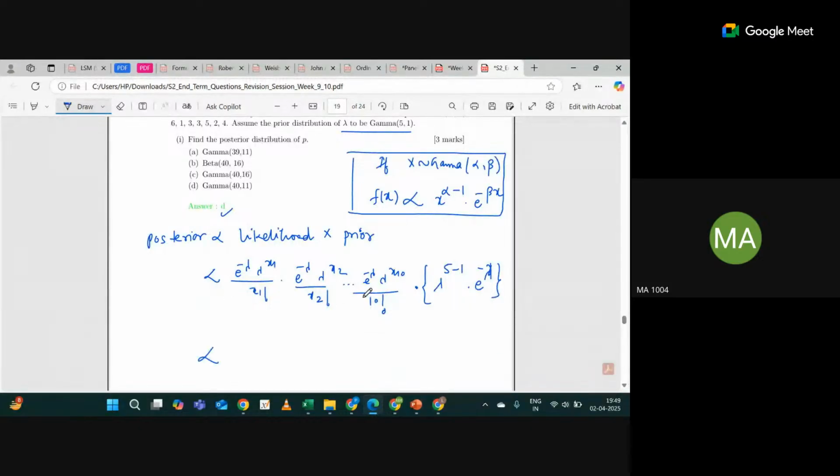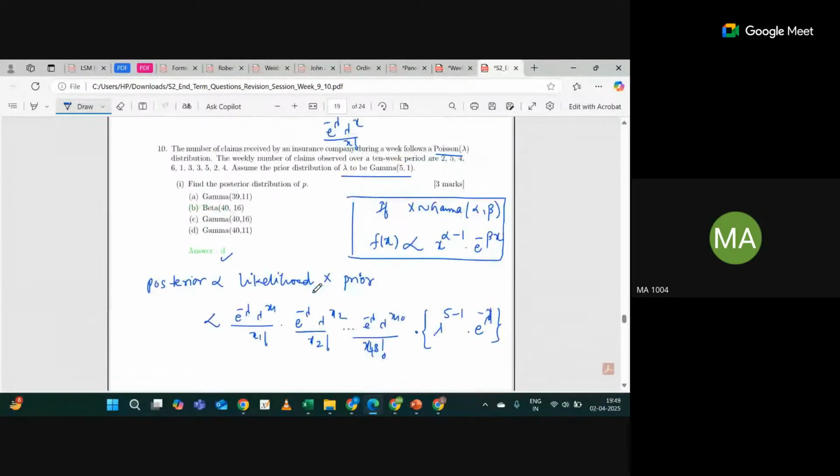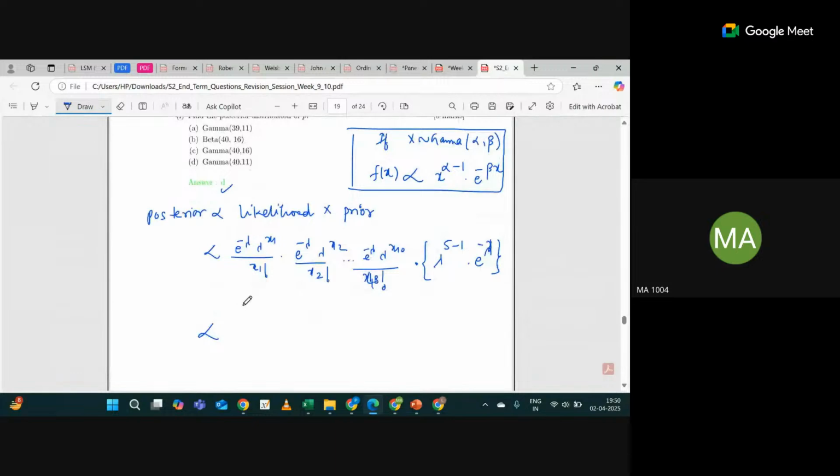Now all constants will come under the proportionality sign. Whatever the x1 factorial, 2 factorial, 5 factorial, 4 factorial up to this part will come under the proportionality sign. We have to worry about the variables. So you can see e raised to the power minus lambda multiplied 10 times, and lambda raised to the power x1 into lambda raised to the power x2 up to lambda raised to the power x10. This is the likelihood.